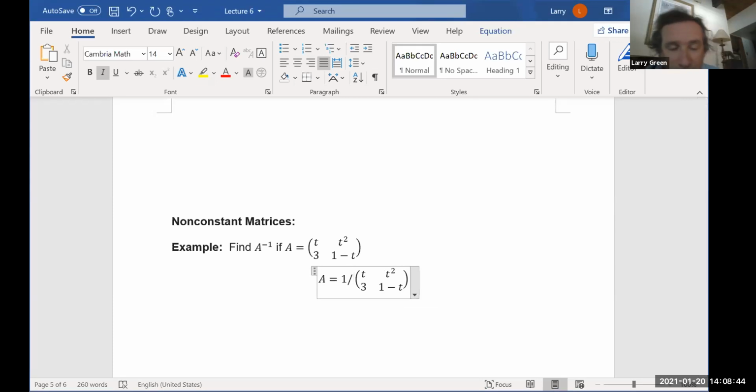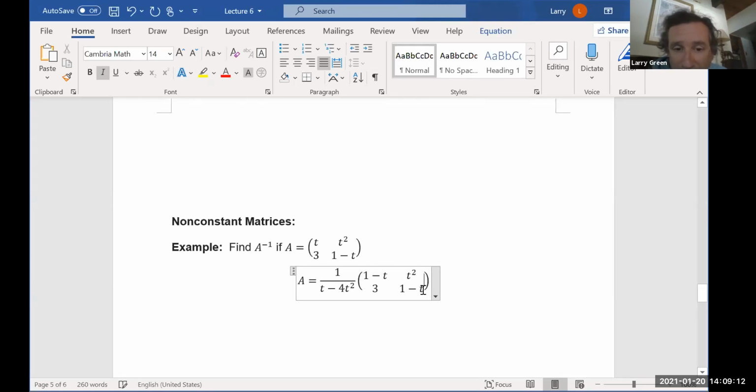So we take 1 over the determinant, which was, again, t minus 4t squared. And then we multiply by the adjoint. The adjoint says we're going to be switching the A and D. So the t becomes a 1 minus t, and the 1 minus t becomes a t. And then we're supposed to make these guys negative from the adjoint formula. Any questions on that?